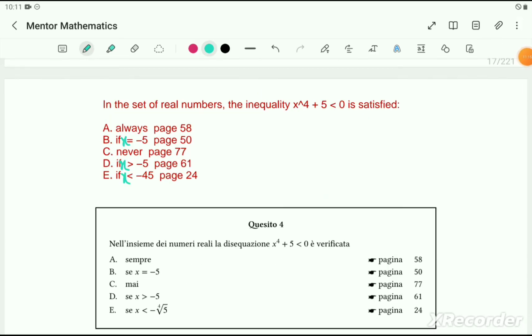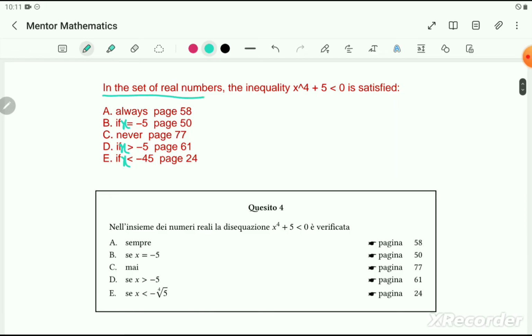This is going to be question 4. In the set of real numbers, the inequality x power 4 plus 5 less than 0 is satisfied: A, always. B, if x equal to minus 5. C, never. D, if x greater than or equal to minus 5. E, if x less than minus 45. Oh, sorry, not 45. It's actually minus root over 45.